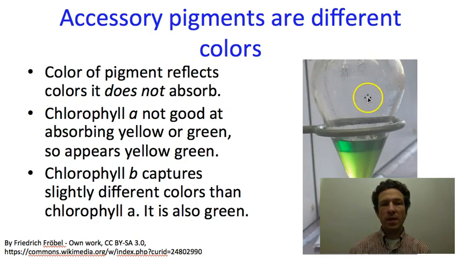We've already looked at this picture, and I mentioned that there are 2 different colors of green here. One of these colors, this top one, is presumably chlorophyll B. And so you can see chlorophyll B has a different color. That means that it is capturing slightly different colors than chlorophyll A. You can see it's only slightly different because both of these have a greenish hue.